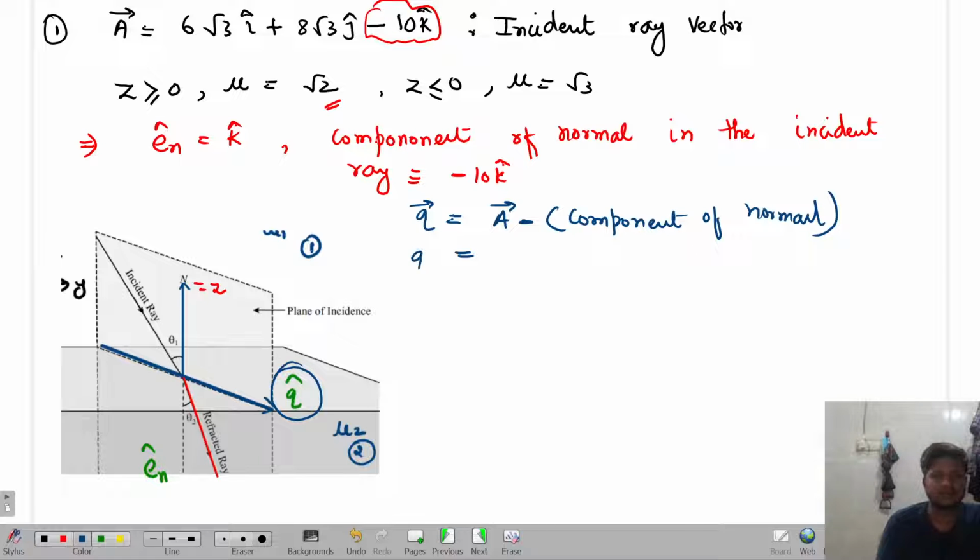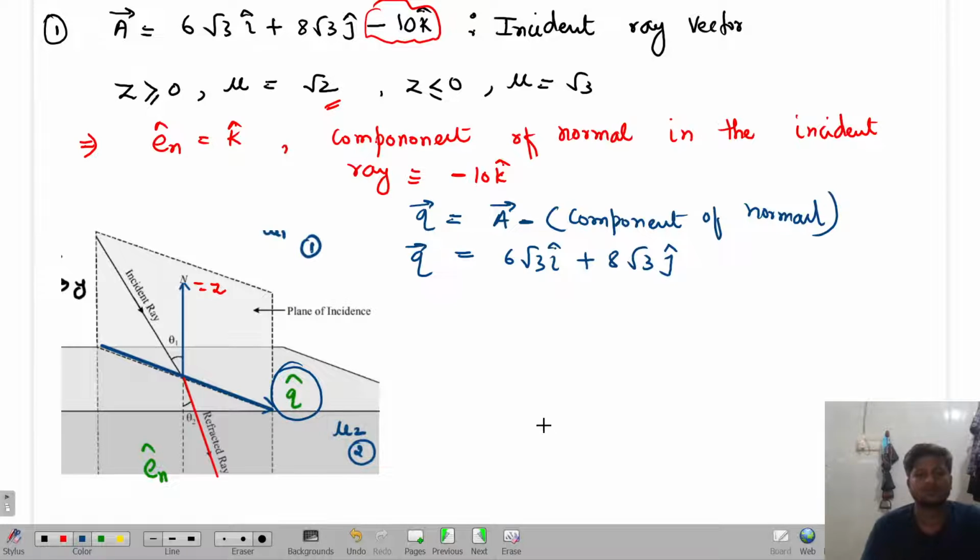If I subtract the normal component, I get the q vector, or interface vector, as 6 root 3 i cap plus 8 root 3 j cap. Are you able to get it or not? Yes or no? Saloni, Gagan, Himanshu, Anuj, are you able to get it? Anuj, did you understand or not?